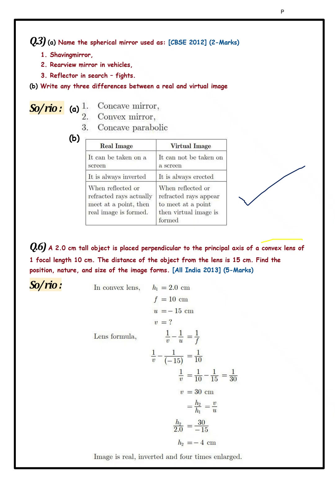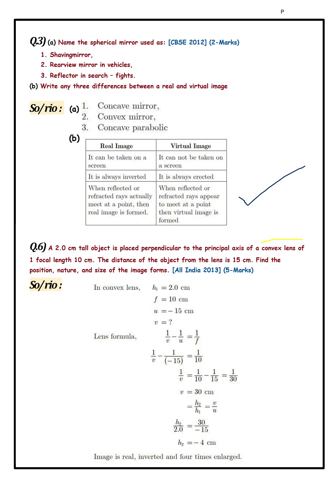And what is given? It is h1, we can name it as, it is 2 centimeter. Then we have F, which is focal length, 10 centimeter, u is minus 15 centimeter, and we have to find what? We have to find the position, nature and size of the image. So we have to find v here.